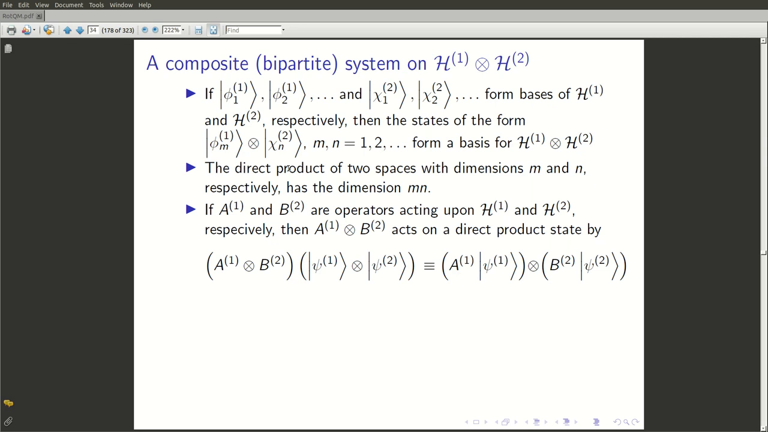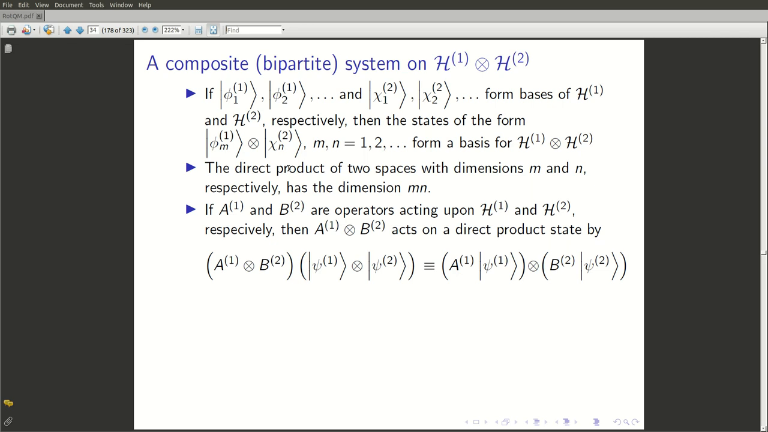So A1 acts on Psi1, B2 acts on Psi2, and you get a direct product of these two. Of course, the real concern would be that there are states which are not direct products of two states, one in H1, the other in H2. So what do you do for such entangled states?